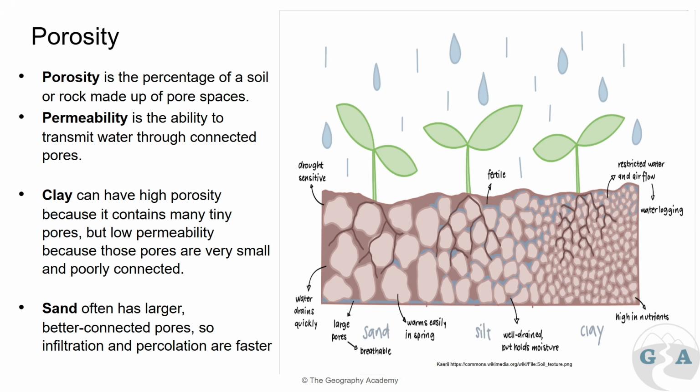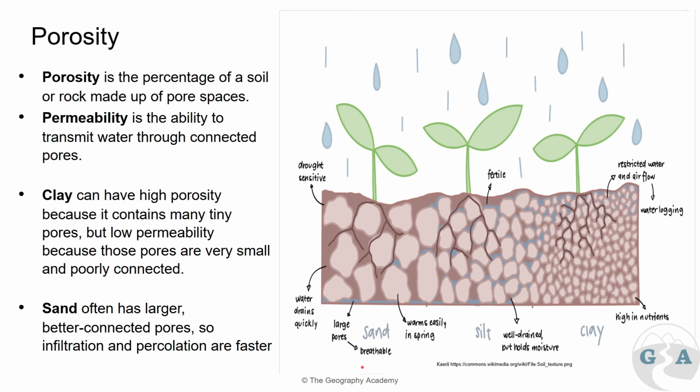Okay, now we have to look into all the factors that influence the stores and flows inside the drainage basin, to be able to talk about them very clearly and very accurately. We'll start off with porosity, the percentage of the soil or rock made up of pore space, and permeability, the ability for water to connect and go through the pores.